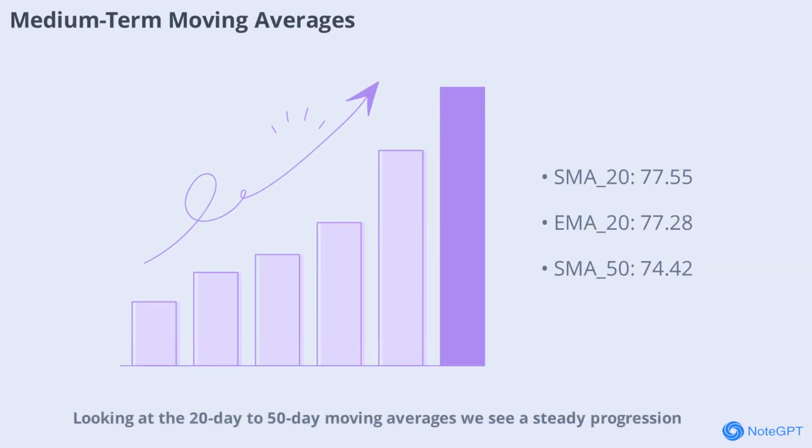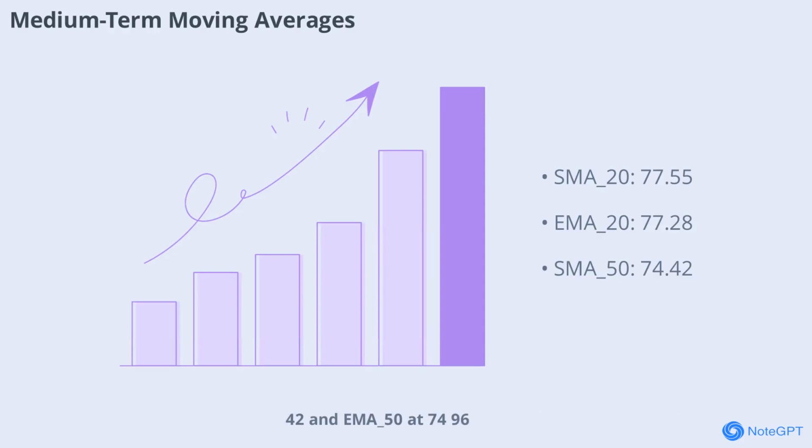Looking at the 20-day to 50-day moving averages, we see a steady progression. The SMA 20 is at 77.55, and the EMA 20 is at 77.28, while the SMA 50 stands at 74.42 and EMA 50 at 74.96. This gradual increase in averages as the period lengthens suggests a sustained upward trend over the past 2 months. The price staying above these averages is generally interpreted as a bullish signal, reinforcing the positive sentiment seen in the short-term data. Now, let's examine the long-term moving averages for a broader perspective.